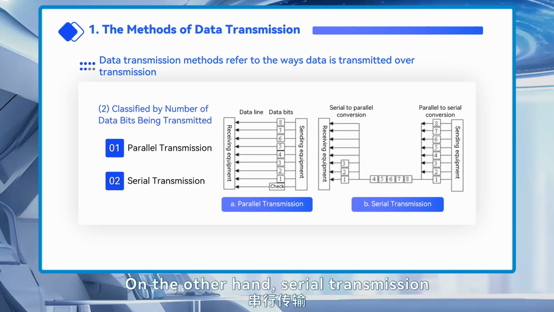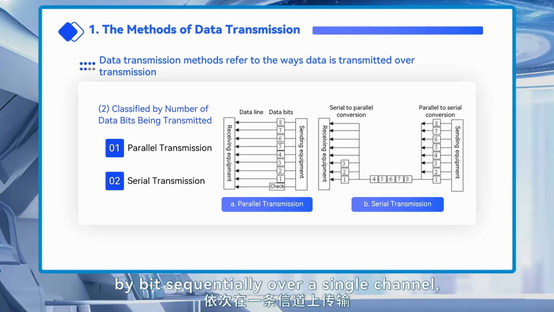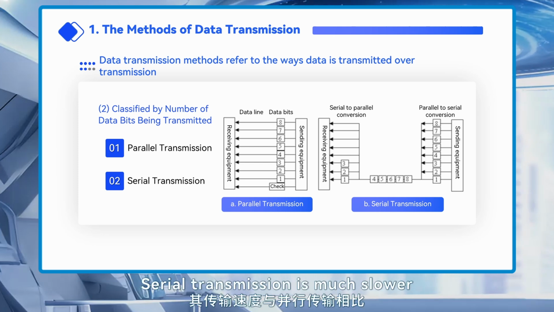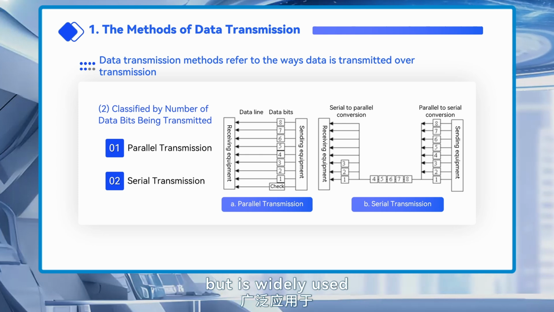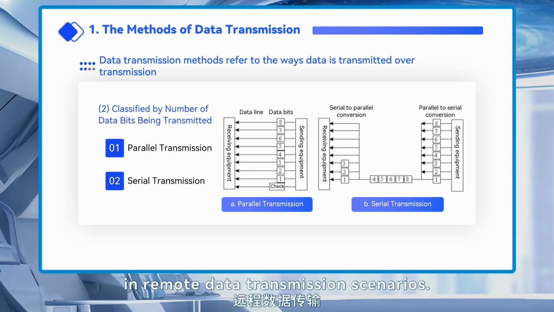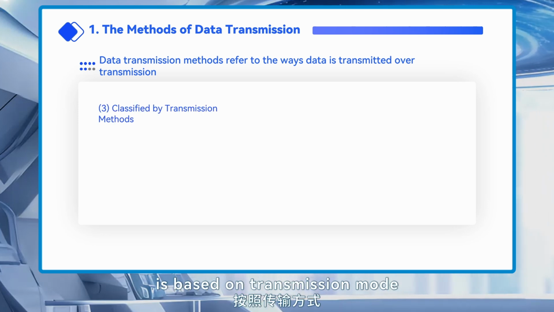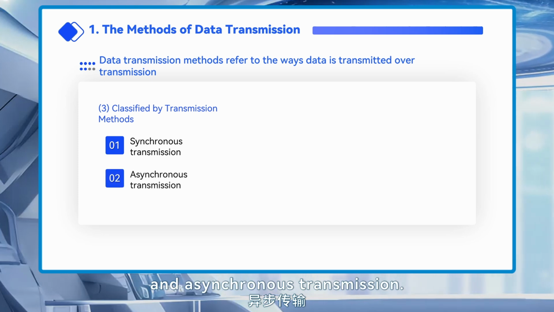On the other hand, serial transmission involves transmitting data bit by bit sequentially over a single channel, with data being transmitted in chronological order. Serial transmission is much slower compared to parallel transmission, but is widely used in remote data transmission scenarios. The third classification is based on transmission mode and includes synchronous transmission and asynchronous transmission.